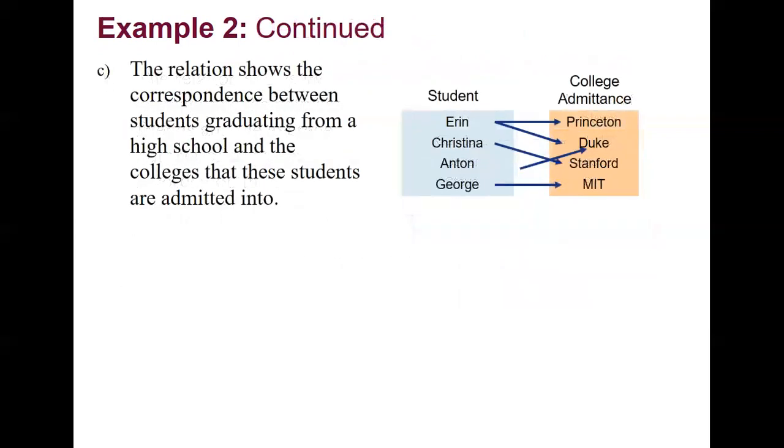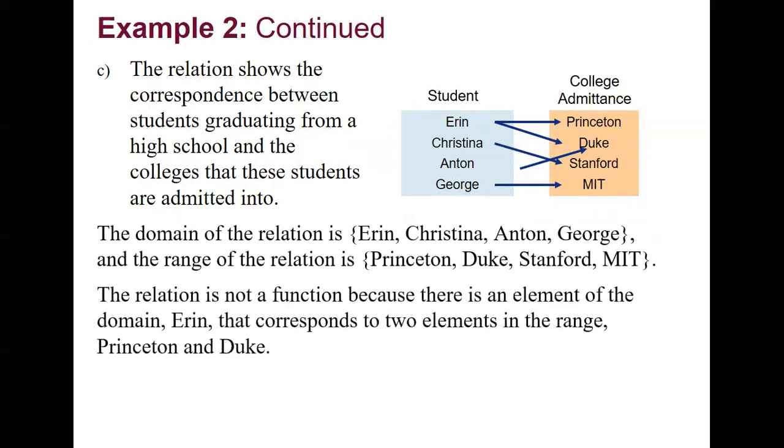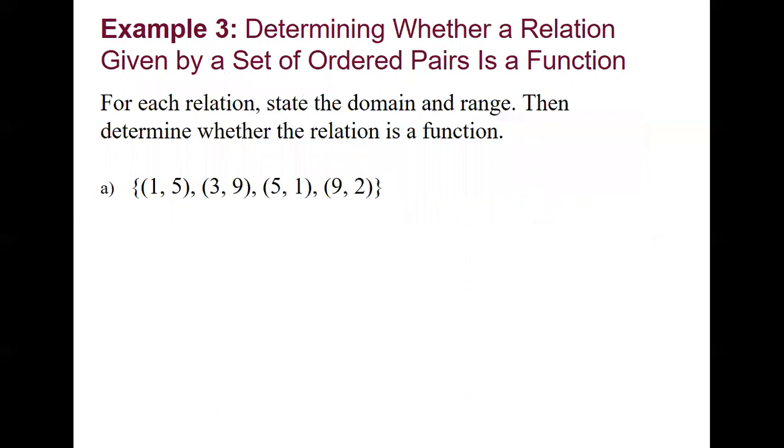All right, is this a function? No, why is it not? Aaron goes to two places somehow. How does Aaron go to both colleges? Aaron can't go to both colleges. Okay, so this is a relation, and Aaron's going to make a choice between Princeton and Duke. Okay, easy enough. Again, please let me know if I'm going too fast.